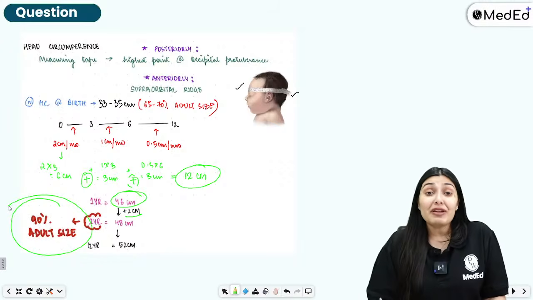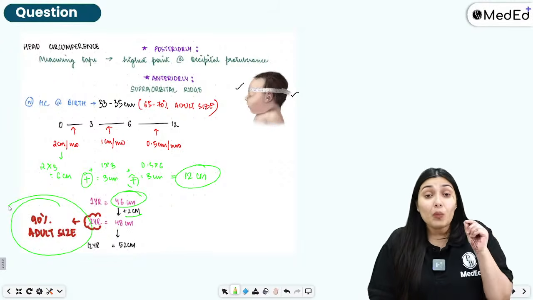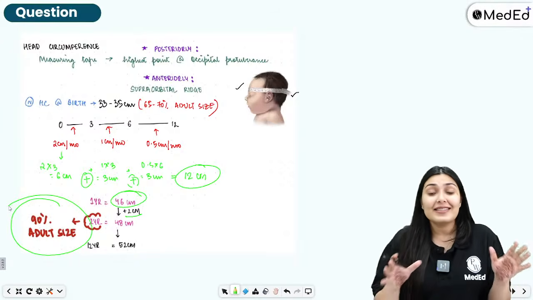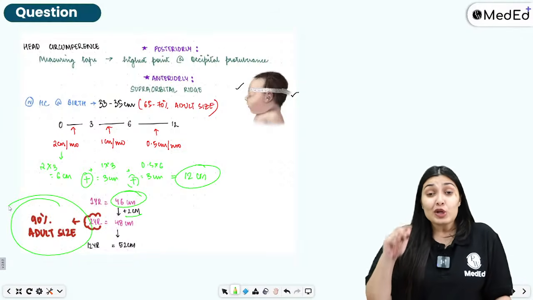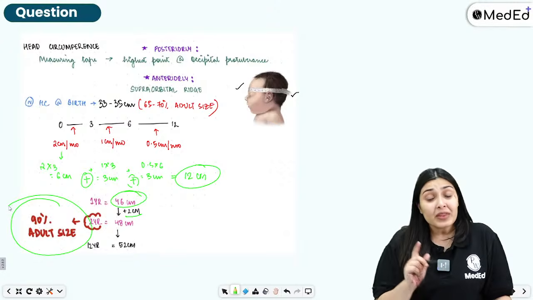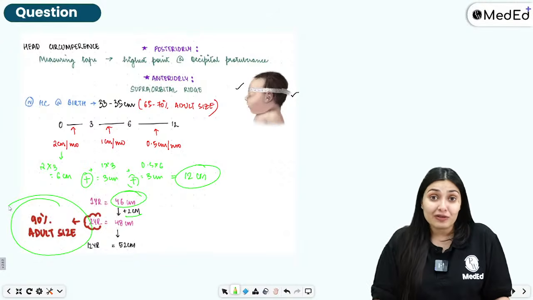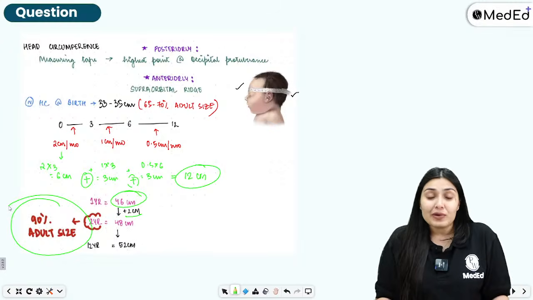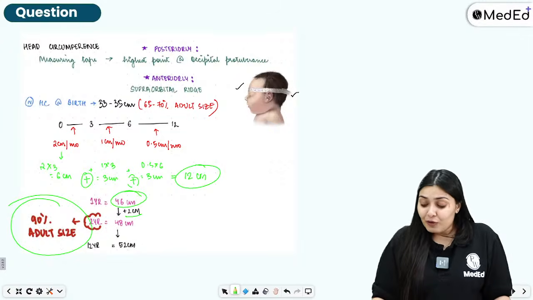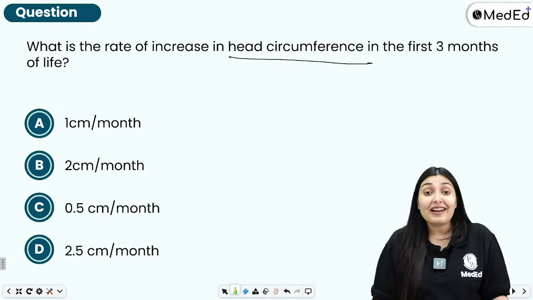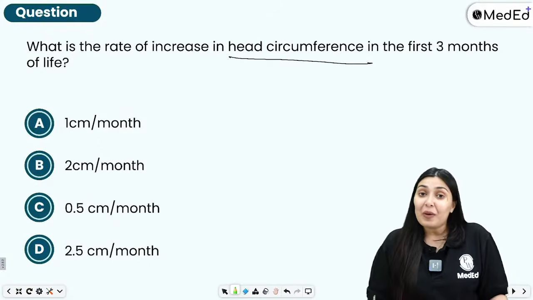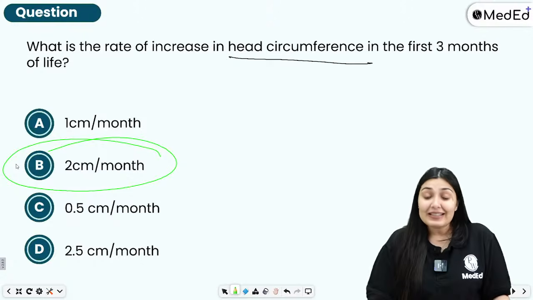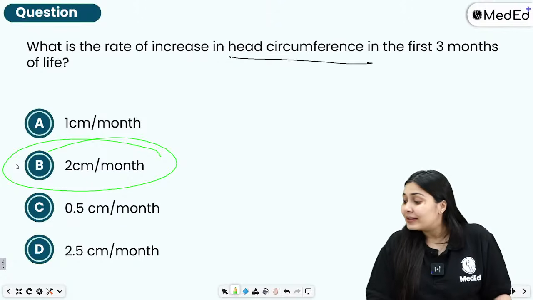This is another PYQ that they ask in the exam: when does a child achieve a head circumference that is 90% of the adult size? At 2 years of age, remember, the child attains 90% of the adult size, and at birth it's 65 to 70%. So moving back to the question, they are asking the rate of increase in the first 3 months. The correct answer here would be B, that is 2 centimeters per month.